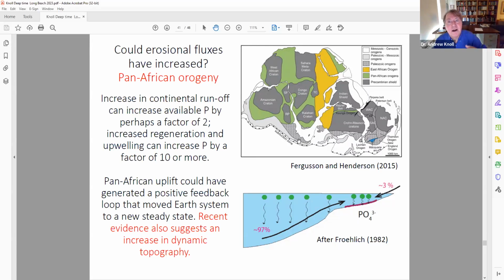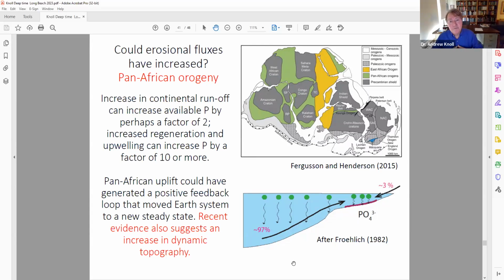That would make for more oxidants, not only more oxygen, but more sulfate. And that would cause greater remineralization of organic matter at depth. That latter is important because if you look at where the phosphate comes from for primary production in today's continental shelves, only a few percent of it comes from weathering and erosion. Most of it comes from upwelling and recycling of materials.